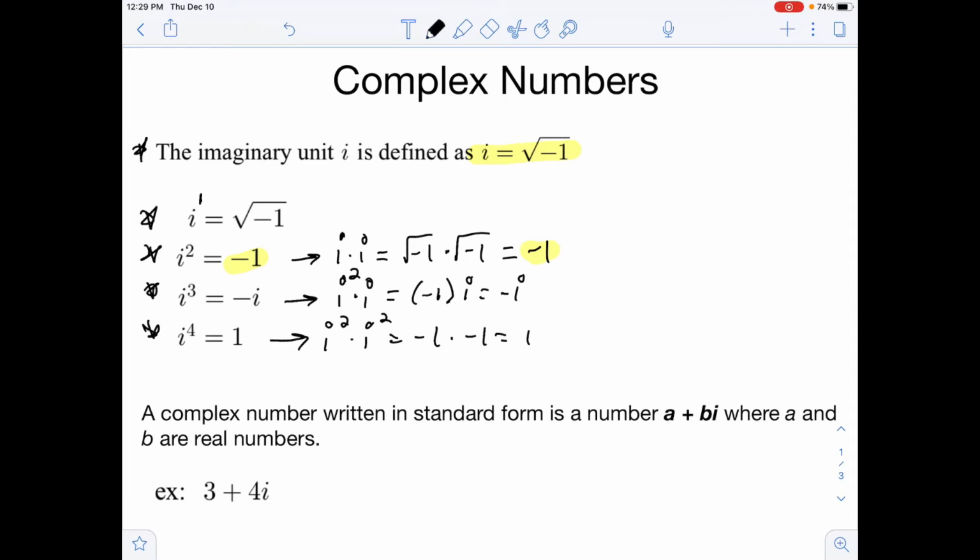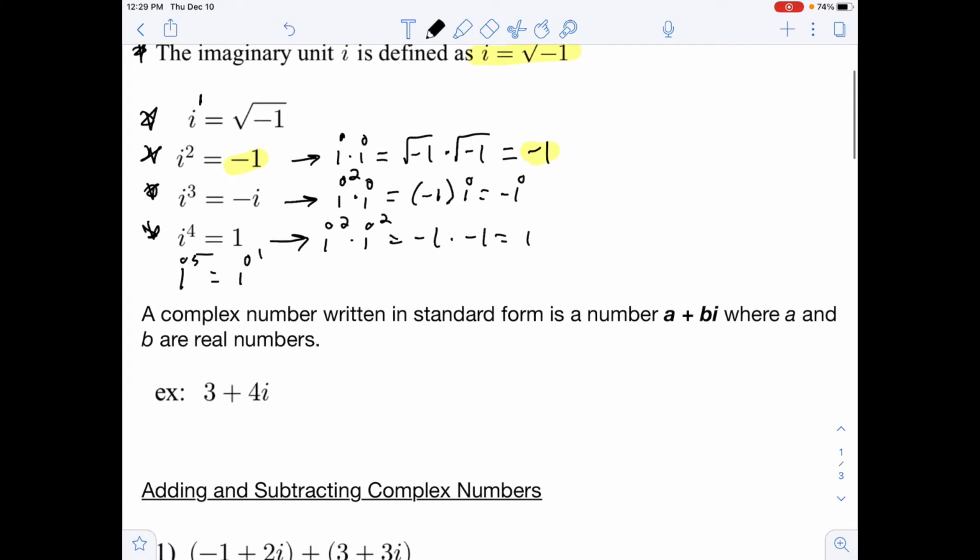And of course, once you get to i to the fifth, everything repeats, and that just becomes i to the first again, and so on. So it just keeps cycling between these four values. i squared is -1, i to the third is -i, and i to the fourth is 1.